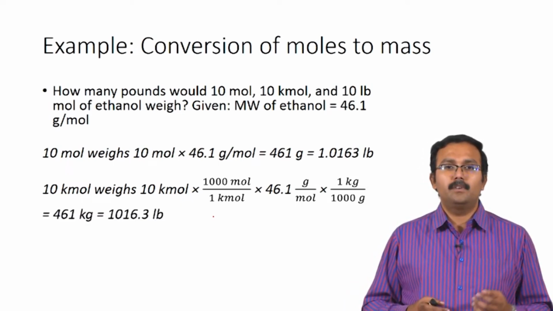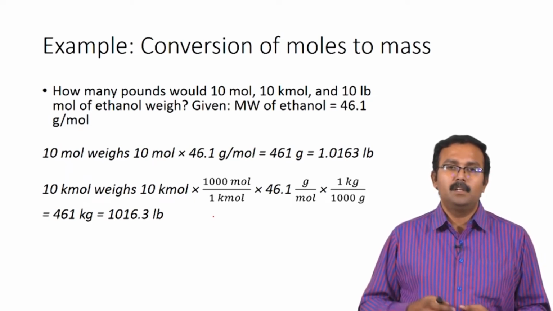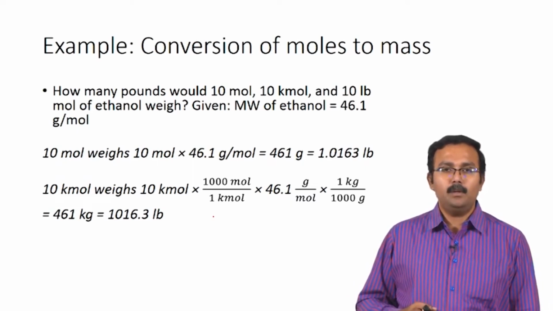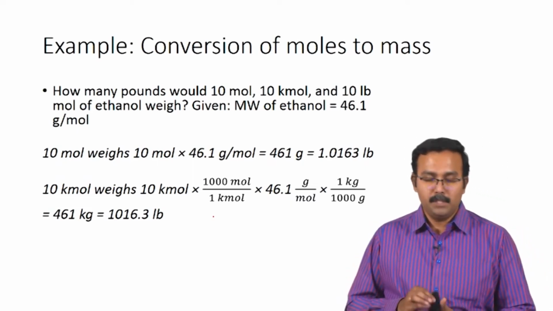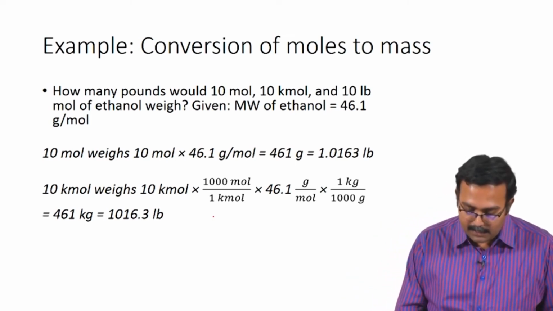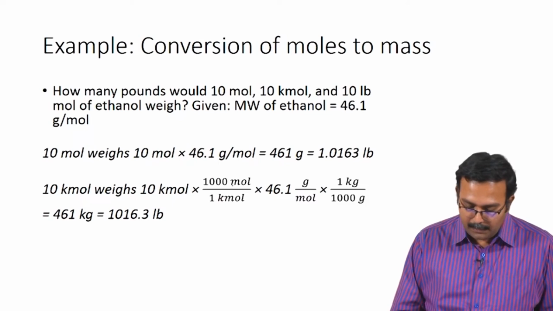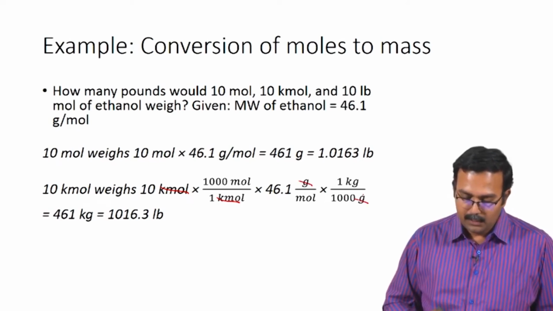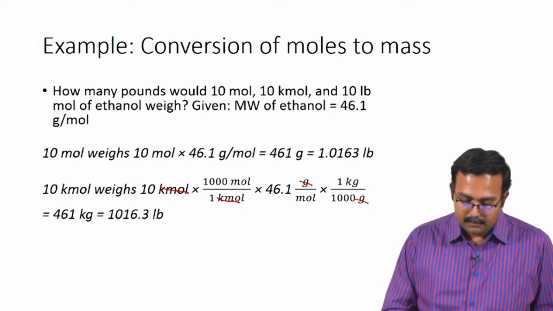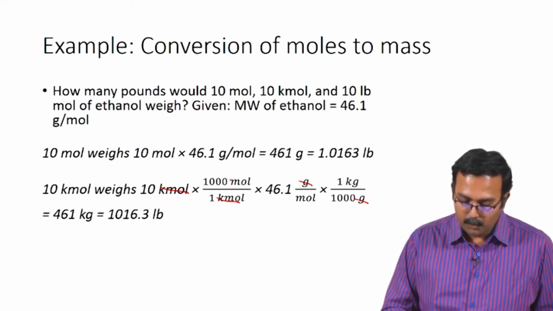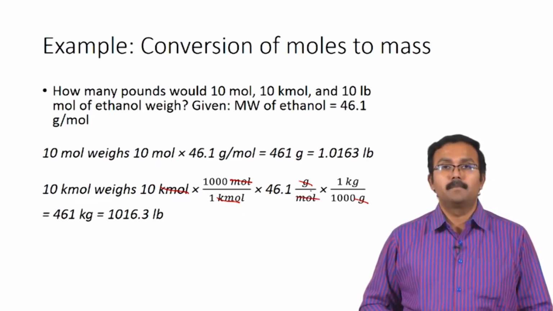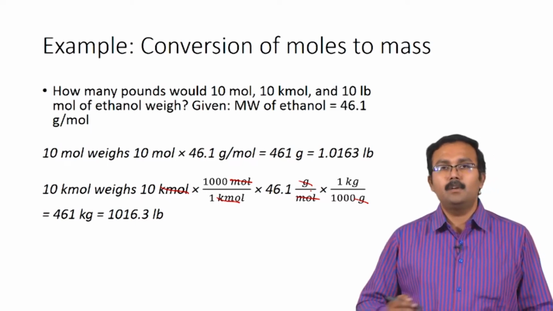giving you an answer of 461 kilograms or 1016.3 pounds. So, if you were to look at this calculation, what you would observe is I have converted kilomoles to moles by multiplying with 1000 and converted the gram to kilogram by dividing it by 1000, and the moles, which is 10,000 moles, is cancelled off, thereby you get the final answer in terms of kilograms. So, this kilograms I have then converted to pounds.